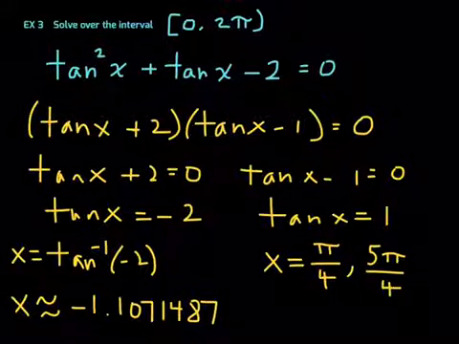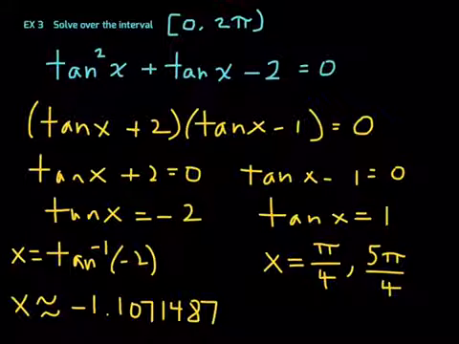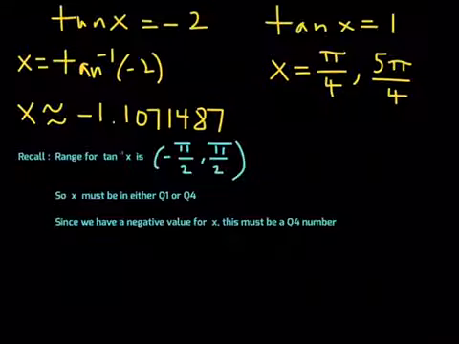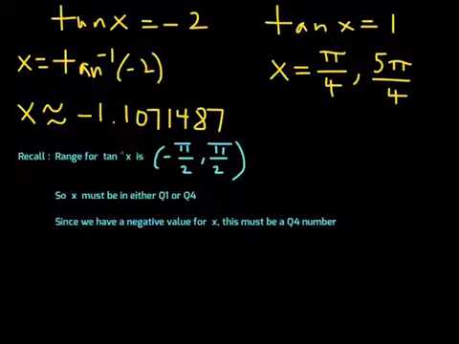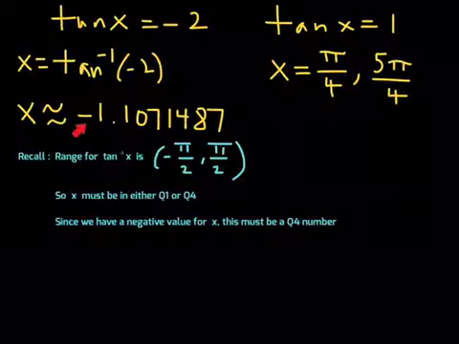Let me add that to our notes. Let me actually move the screen up a little bit. So recall from our previous lesson that the range for inverse tangent is negative pi over 2 to positive pi over 2, like I just finished saying. So the range puts x in either quadrant 1 or quadrant 4. Because this is a negative value, we must realize that this is a quadrant 4 number.